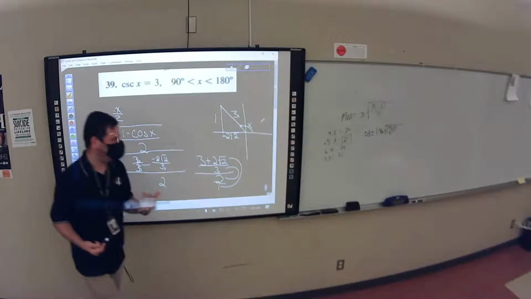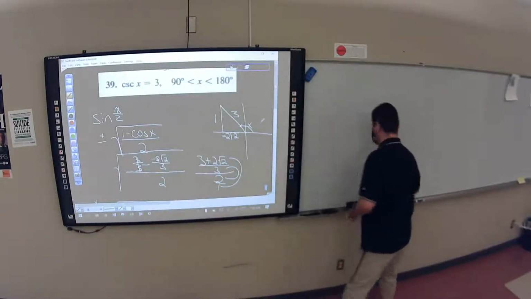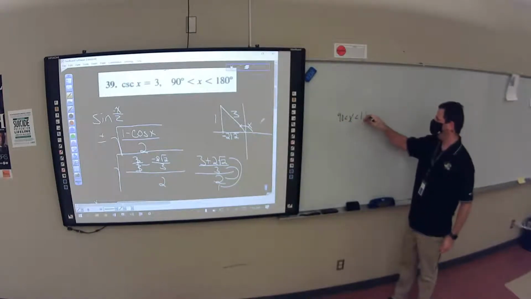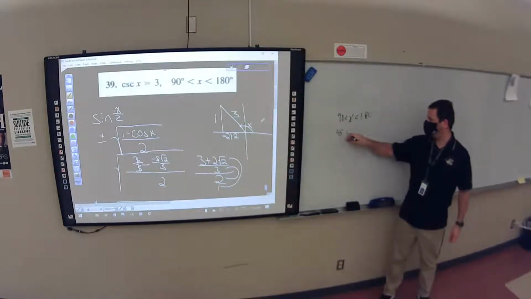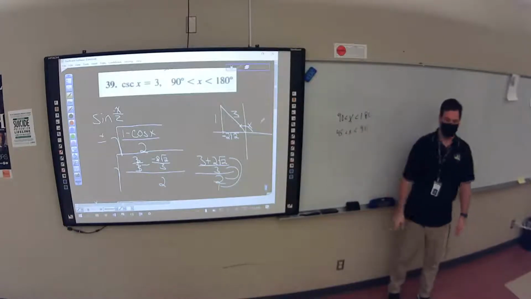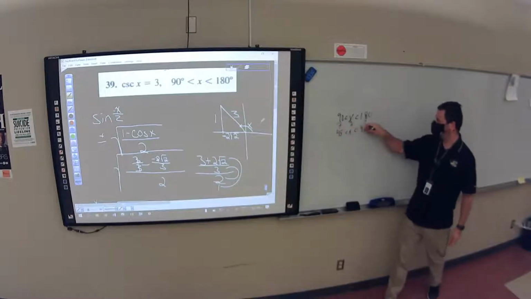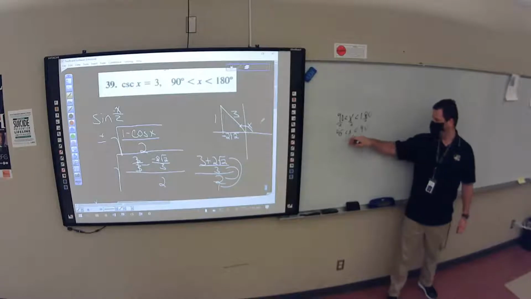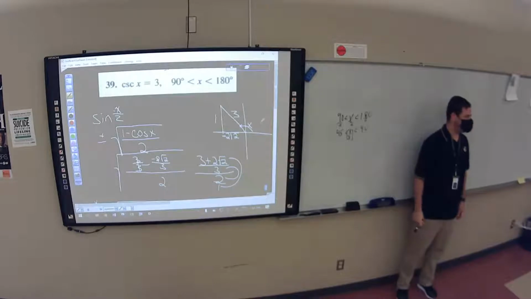And if you can't figure out why it's in quadrant 2, x is greater than 90 and less than 180. If you divide everything by 2, that puts this at 45 and that puts that at 90. So that's why x over 2 is in quadrant 1. Fair enough? That's how we decide if it's positive or negative.